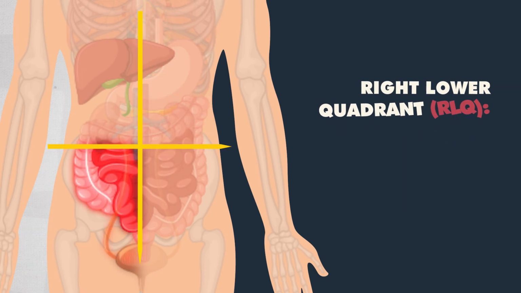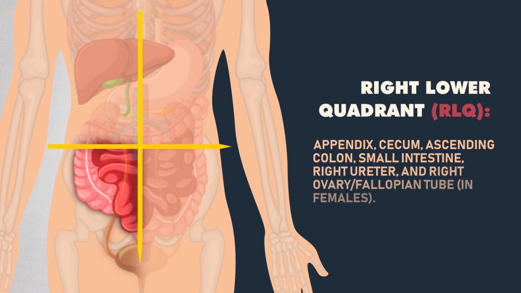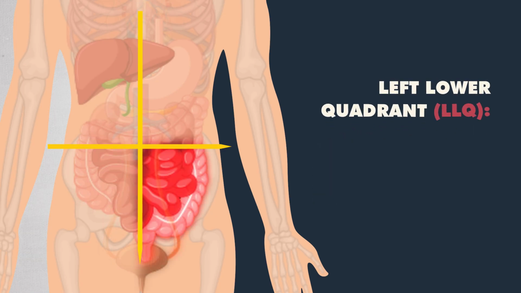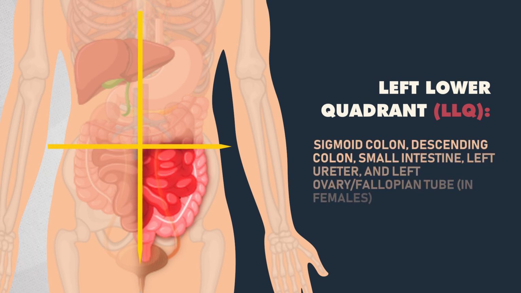colon. The right lower quadrant is the appendix, cecum, ascending colon, small intestine, right ureter, and right ovary or fallopian tube in females. The left lower quadrant is the sigmoid colon, descending colon, small intestine, left ureter, and the left ovary or fallopian tube in females.